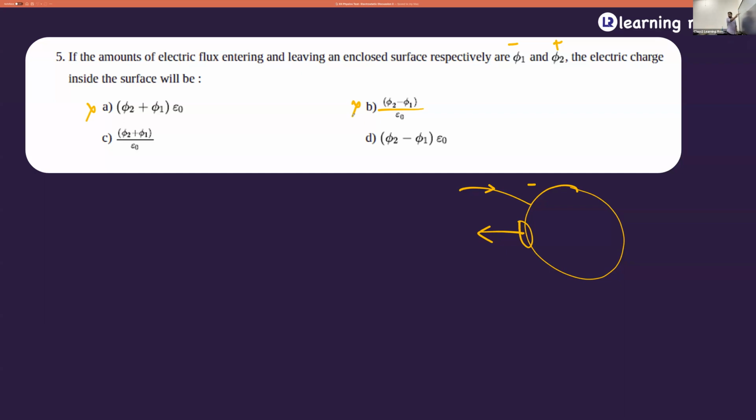See, they both are looking similar. What about this one? This also does not exist. There is nothing like flux divided by epsilon naught. What about this? This is the right one because phi2 is positive and phi1 is negative. I hope it is clear. So next time, I want you to remember this logic. Why is it negative? Because of the angle between the electric field and the areal vector. Okay.